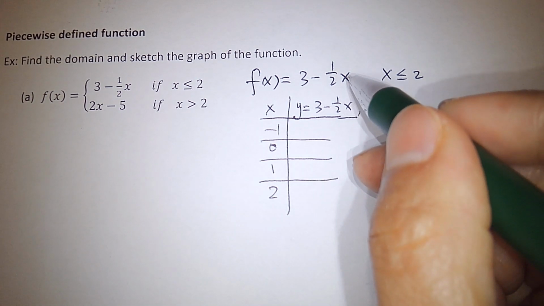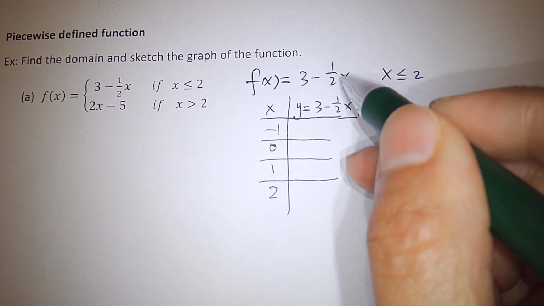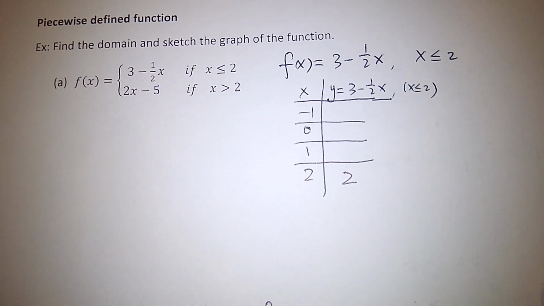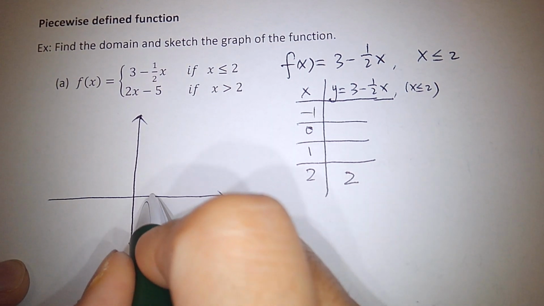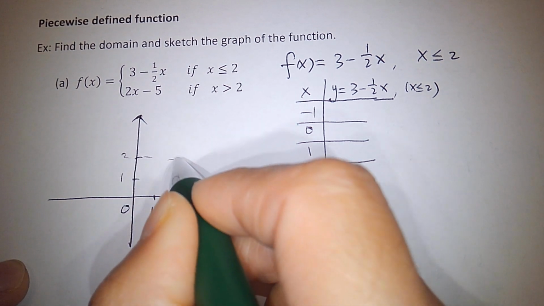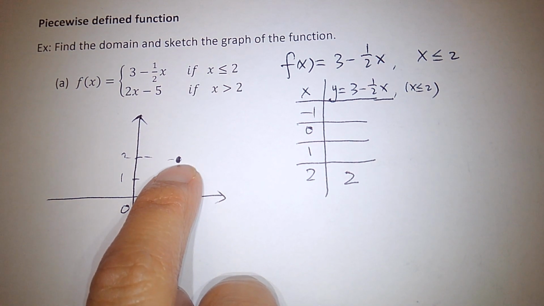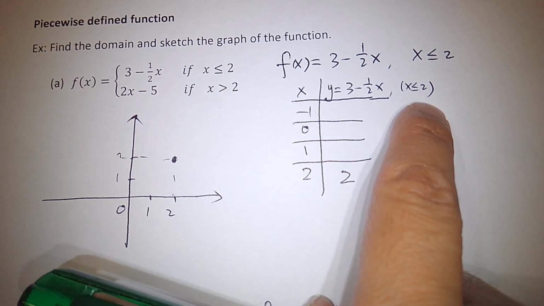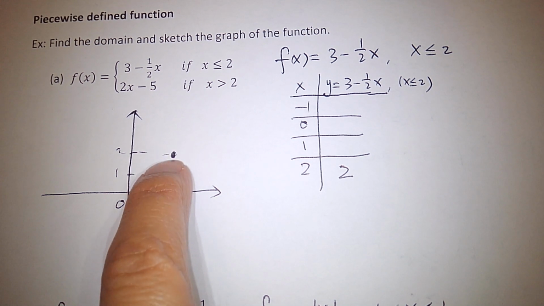So when x equals 2, what is the y value? 1/2 times 2 is 1, 3 minus 1 is 2. Very good. So let's draw the picture. Let's mark 1, 2, and 0, 1 and 2. So the point is 2, 2. Can we use a closed circle for this point, yes or no? Yes, because we may choose x equals 2. So we are going to use a closed, solid point here.